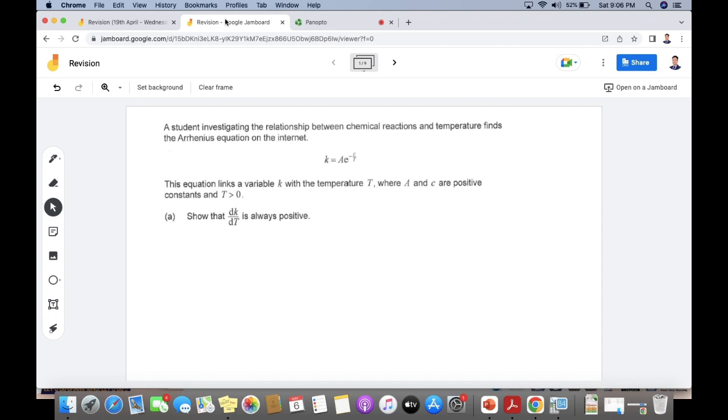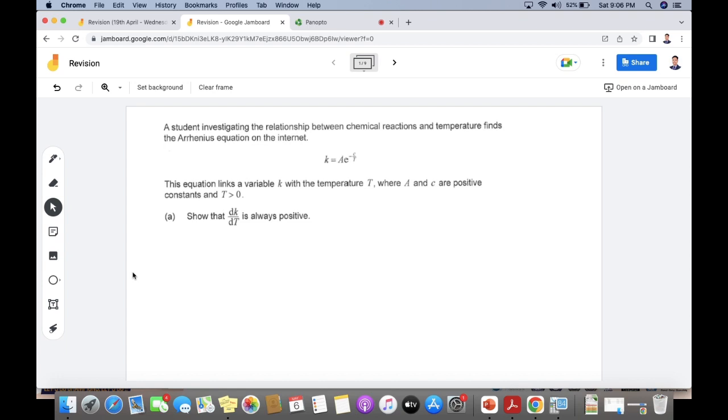K is equal to A times the constant E raised to the power of negative C over T. Now, before you answer this, you have to read the given because this is very important. So here, the variables that we are trying to relate are K and T, the temperature T, whereas A and C are considered as constants. So you can think of them simply as numbers. And of course, E is also a constant. Okay? Also, our temperature would be greater than zero. It means the temperature is positive.